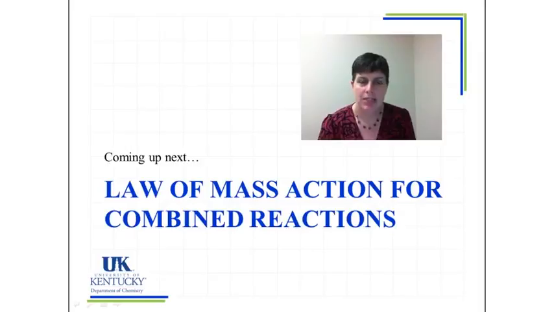What we'll look at next is figuring out how we can take the law of mass action for multiple reactions and combine them all into one expression and get one value of K simply by knowing the laws of mass action and the K values for some individual reactions that make up that overall reaction.